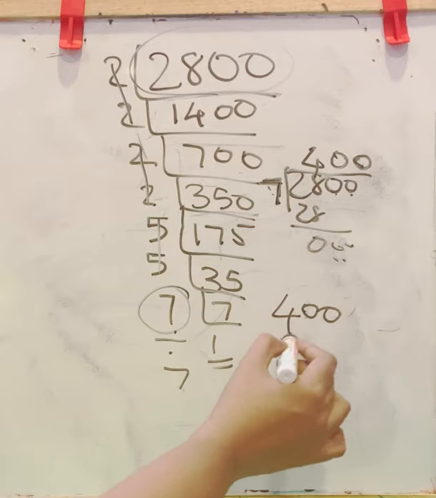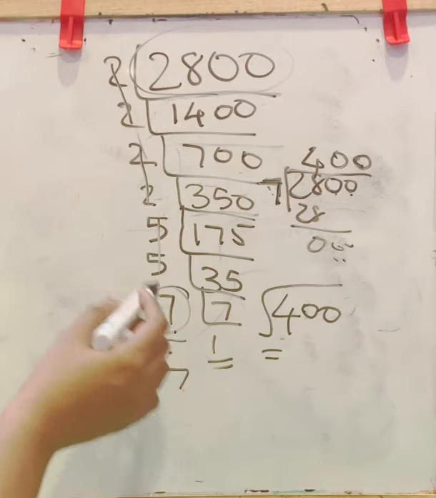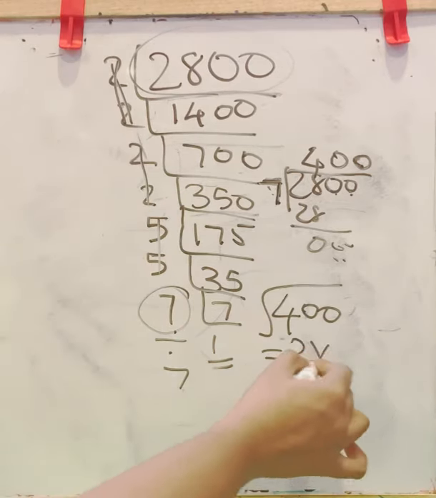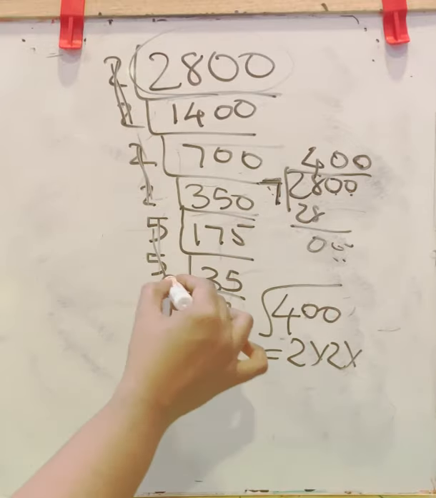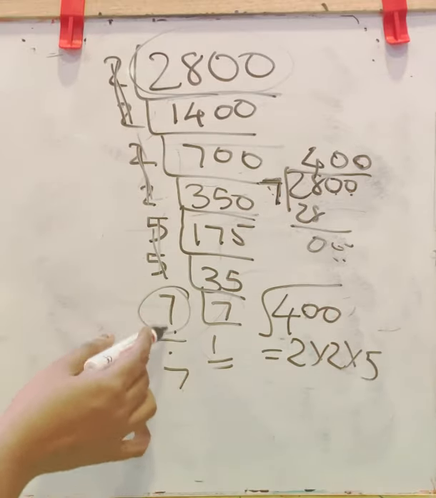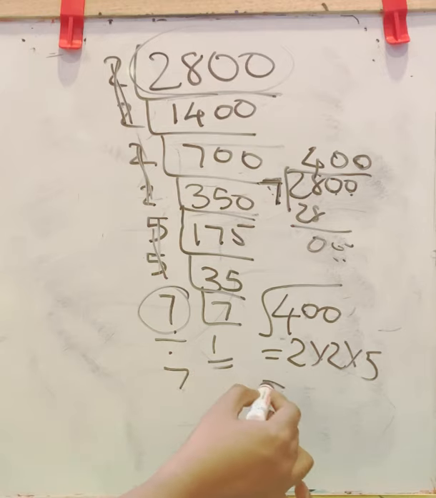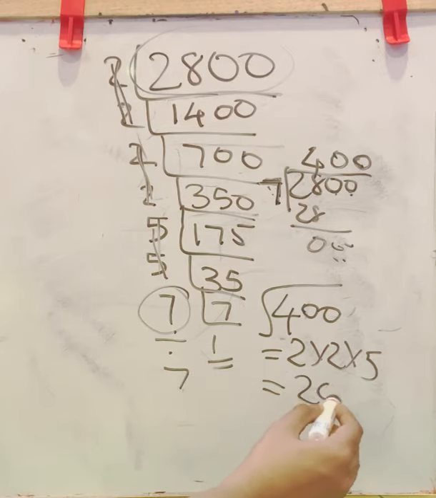400 is a perfect square. And the square root of 400 will be this 2, 2 and this 5. Not 7, because 7 we already divided. 2 into 2 into 5 is 20. Square root of 400 is 20.